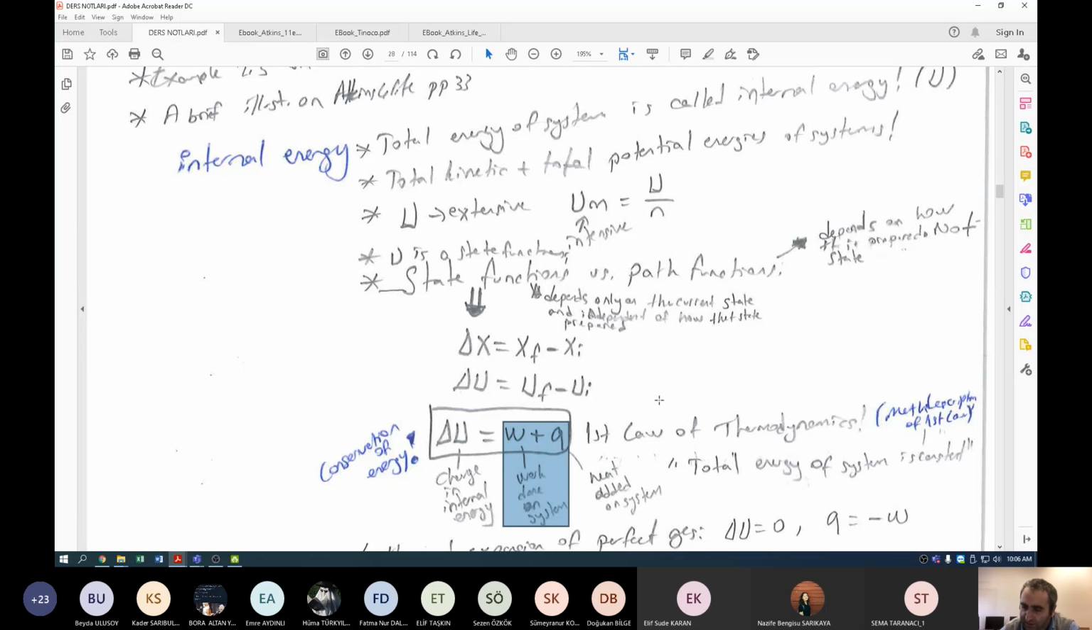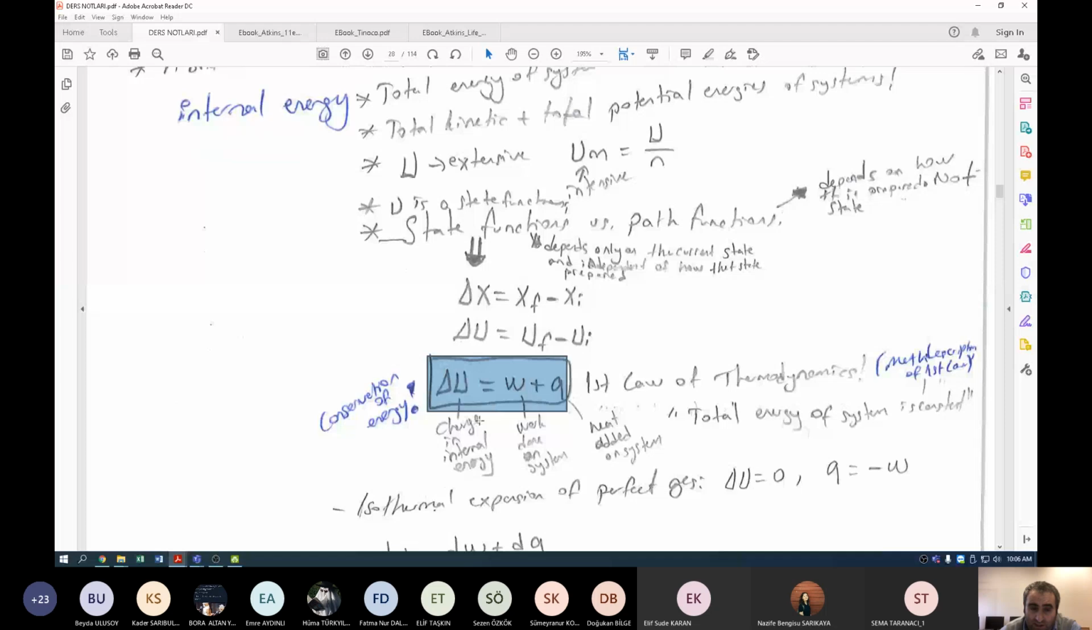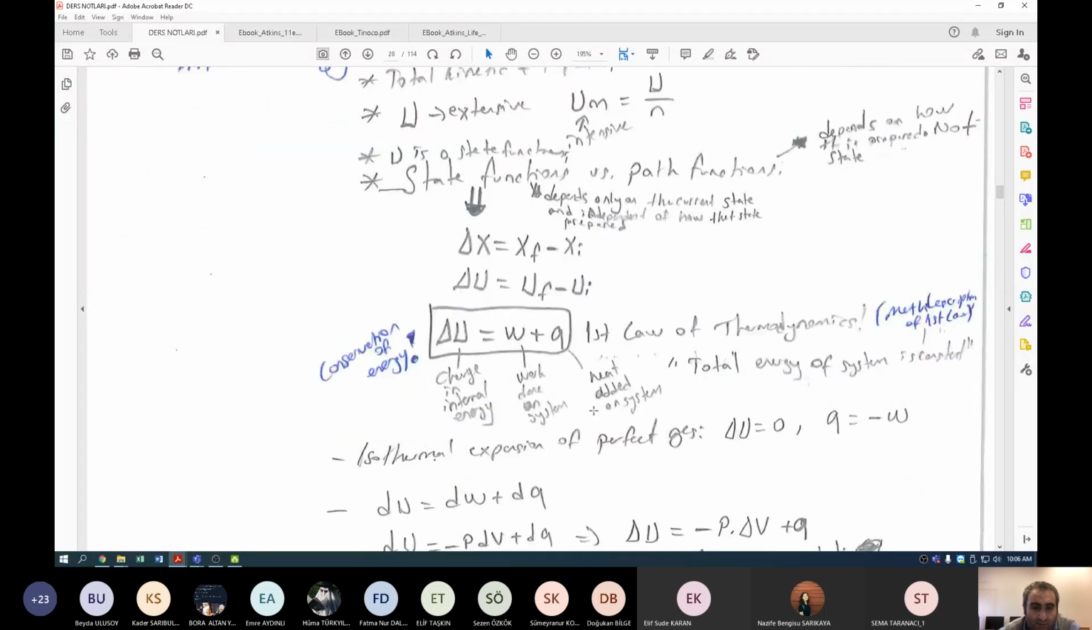Any kind of formula in PChem, if you are talking about thermodynamics, you always put this formula and start with it. This is the very core of thermodynamics, and this law shows the conservation of energy. Change in internal energy is either work or heat, and should be 0 when the system is isolated or isothermal. So the total energy of the system is constant.